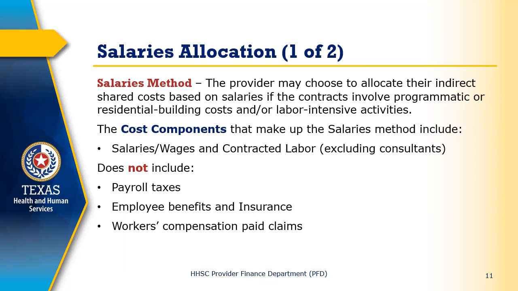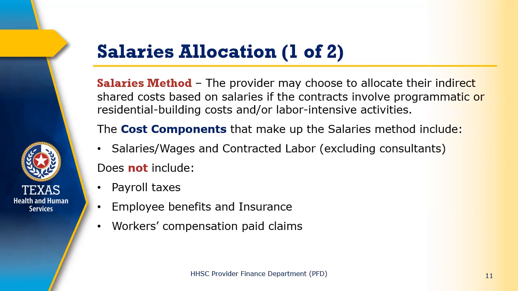Salaries allocation. The salaries allocation method is the ratio of each contract's salaries to the total salaries of all contracts. If allocation based on units of service is unacceptable and all a provider's contracts are labor-intensive, or if all contracts have programmatic or residential building costs, the provider may choose to allocate their indirect shared costs based on salaries. The 2 cost components of the salaries allocation method include salaries/wages and contract labor, excluding consultants.